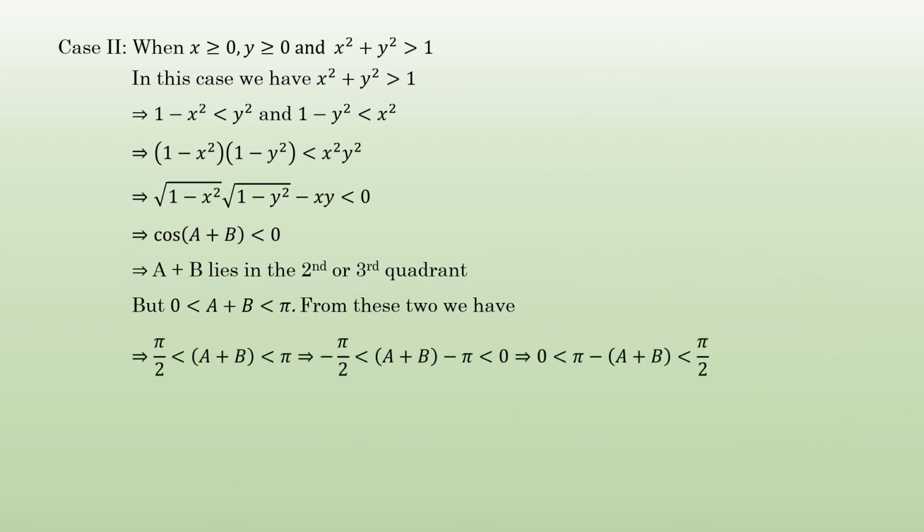So pi by 2 up to pi, this one, pi by 2 up to pi. But a plus b, I am finding the formula for sine inverse x plus sine inverse y, that is a plus b. But a plus b is the angle of sine, and it is not in the principal branch of the function sine. From pi by 2 up to pi, it is not in the principal branch of sine.